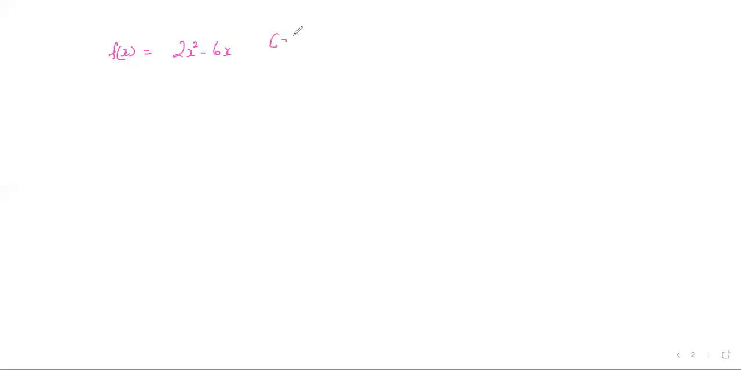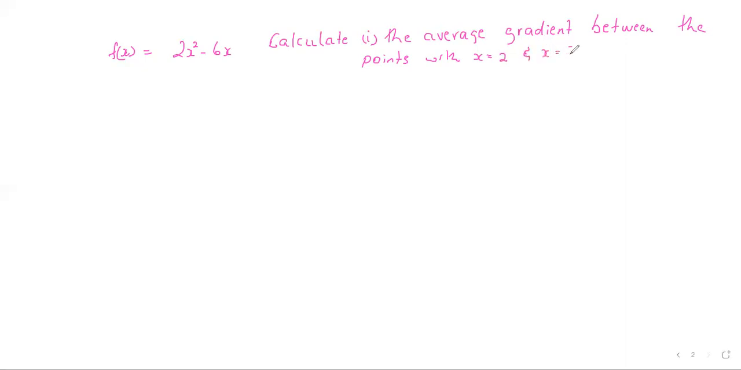Number 1. Calculate the average gradient between the points with x is equal to 2 and x is equal to 5.